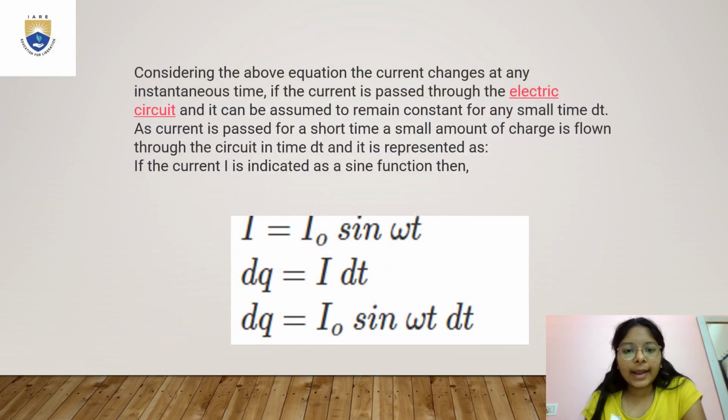Now, considering the above equation, the current changes at any instantaneous time if the current is passed through the electric circuit, and it can be assumed to remain constant for any small time dt. As current is passed for a short time, a small amount of charge flows through the circuit in time dt, and it is represented as follows. If the current i is a sine function, then i is equal to I naught sine omega t, dq is equal to i dt, and dq is equal to I naught sine omega t dt.